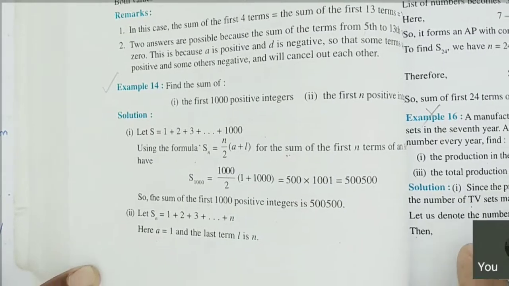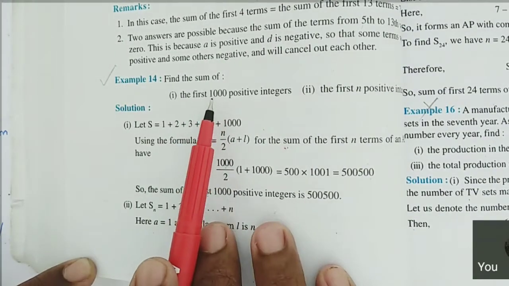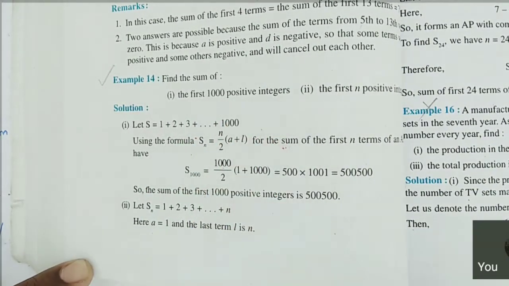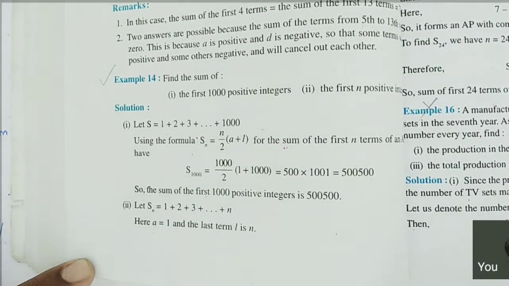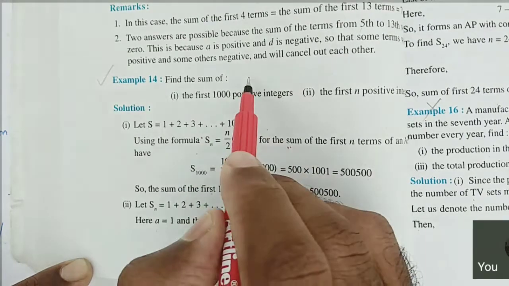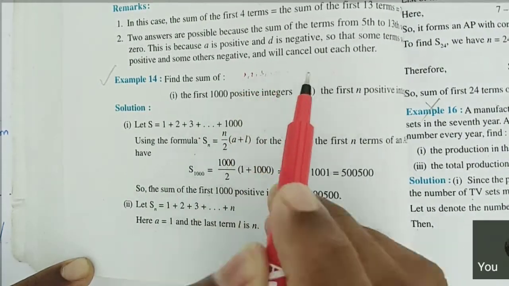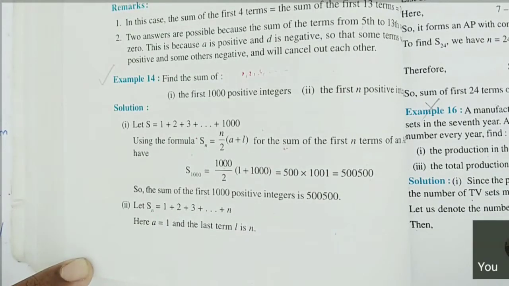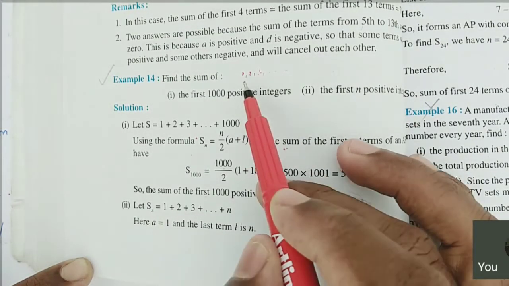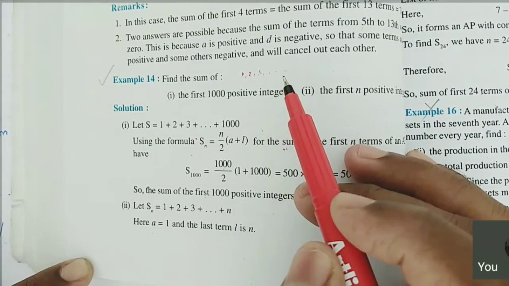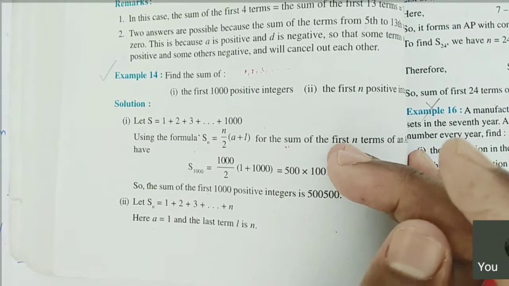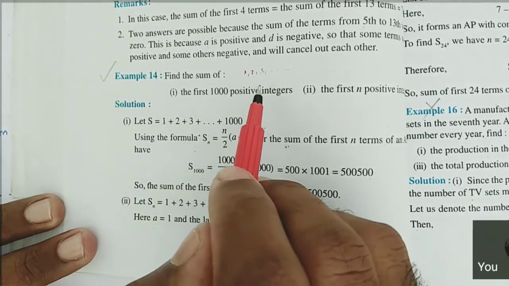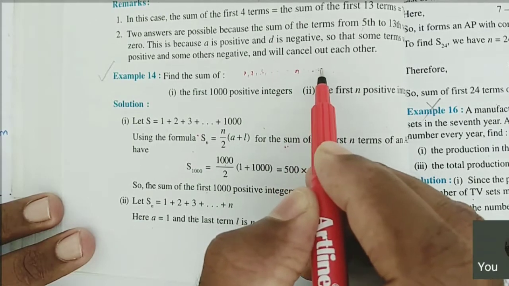So now example 14, find the sum of first 1000 positive integers. So we should find the sum of first 1000 positive integers. Positive integers means we know that 1, 2, 3, these are all the positive integers, right? Now, are all these positive integers in the form of an AP or not? It is an AP. Very good. Now we should find the first 1000 positive integers, so up to n is equal to 1000, right?